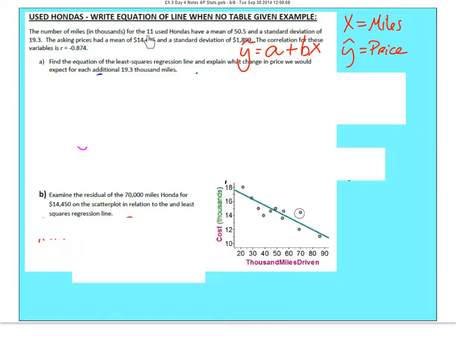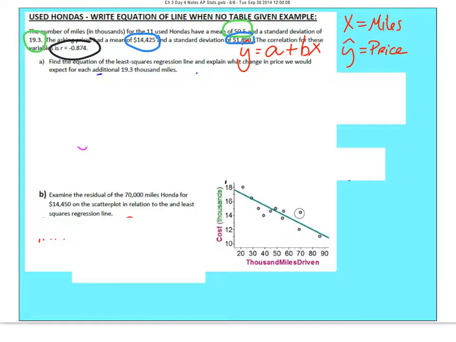We're back at the 2011 Honda SUVs, where the x value is the number of miles in thousands, and the y value stood for the mean asking price. If you find the average of the x's, the mean number of miles was 50.5 and the standard deviation of miles was 19.3. The mean of the asking price was 14,425, standard deviation 1899. The correlation is going to be negative 0.874.